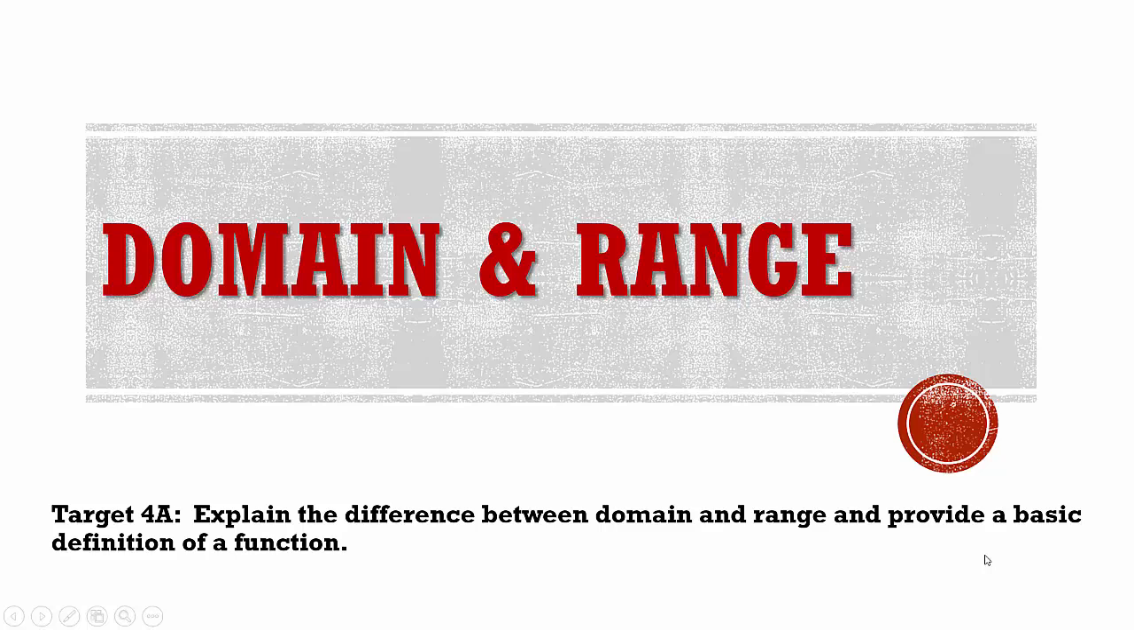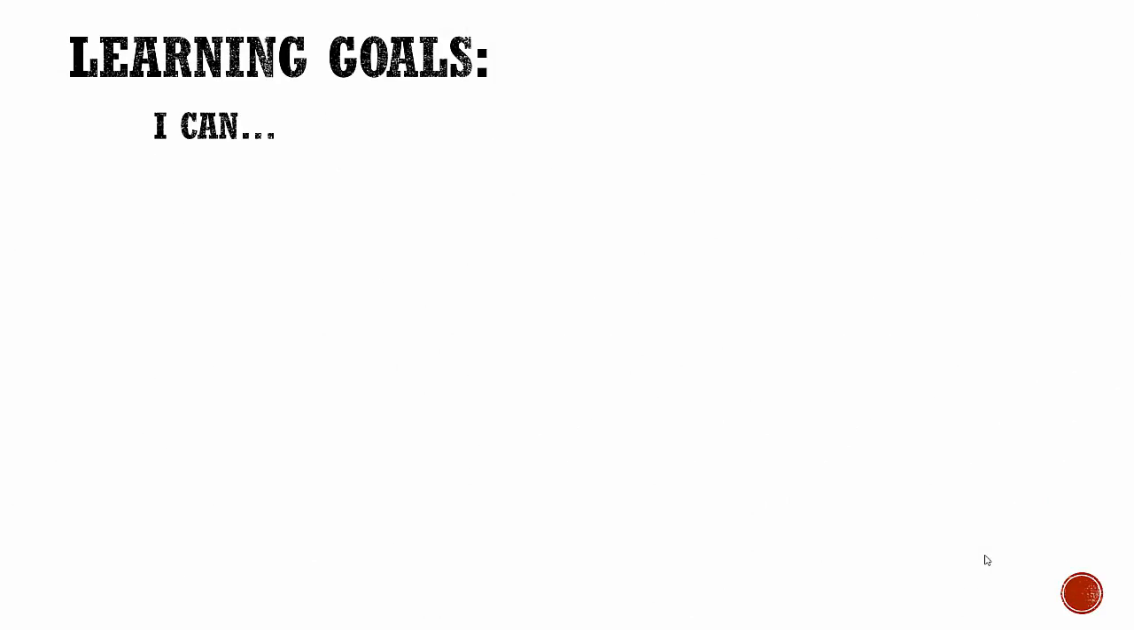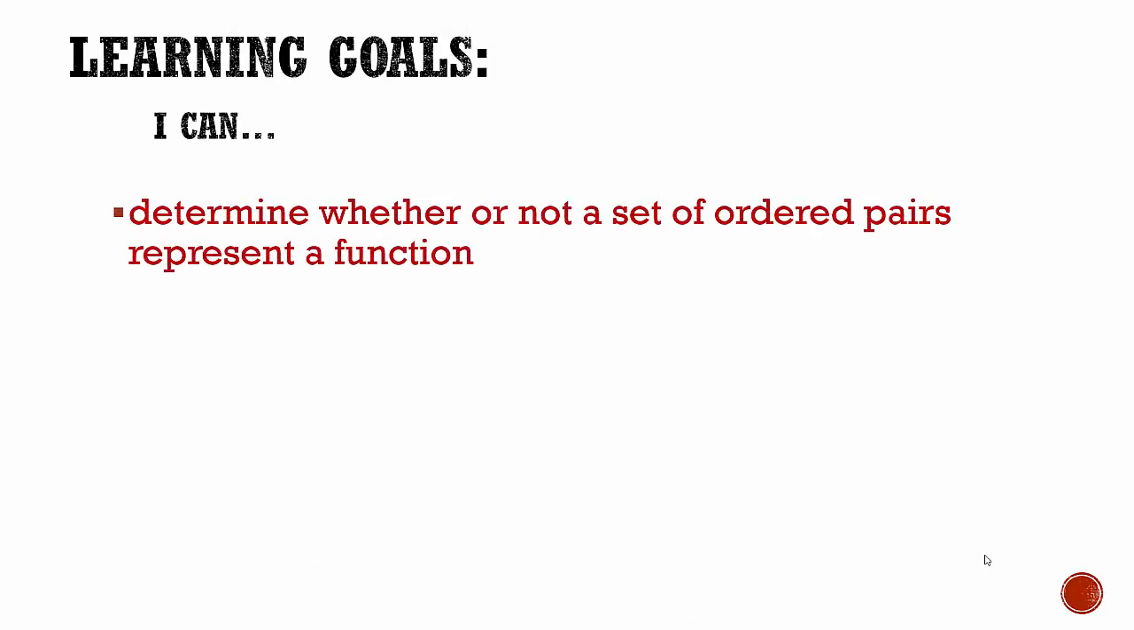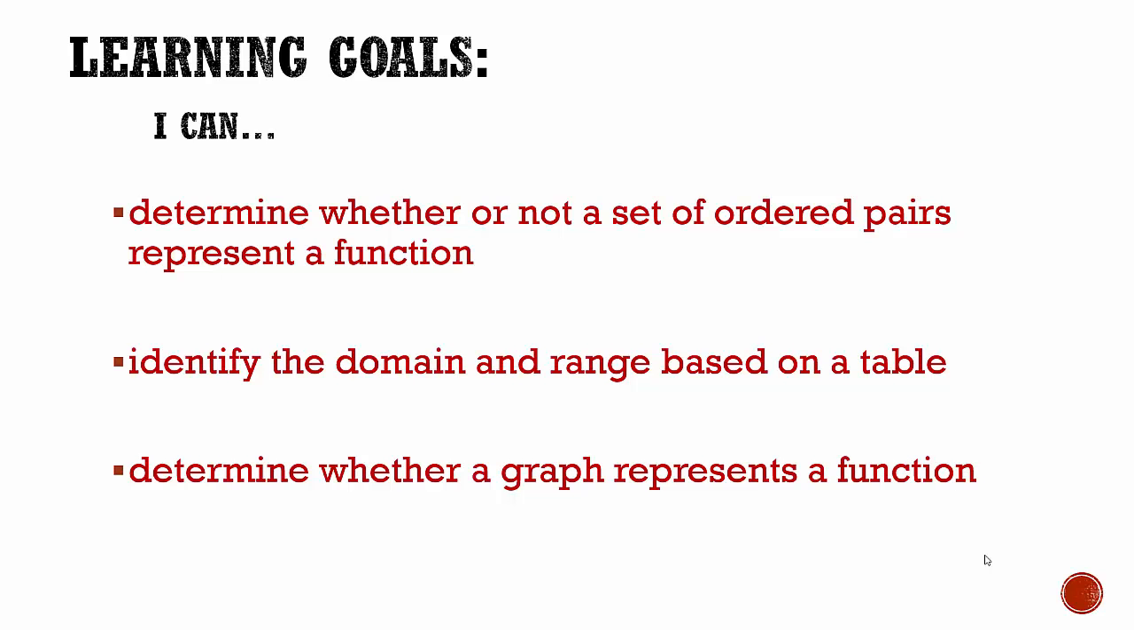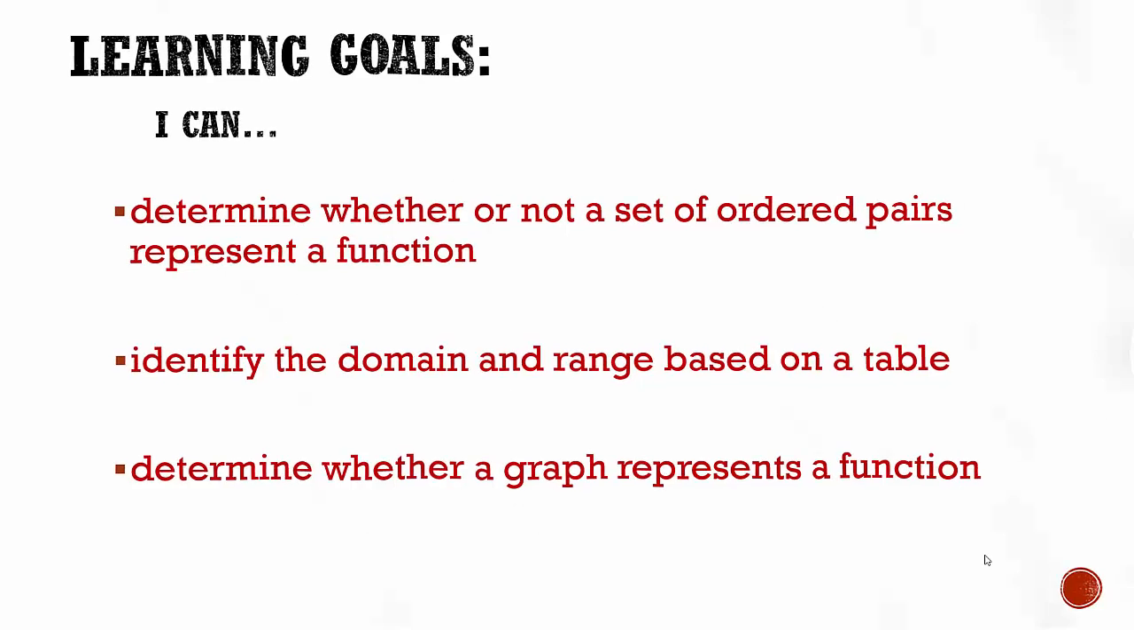All right, so we're doing domain and range. We're going to be going through and explaining the difference between domain and range and covering a little bit of functions. Let's start off with our learning goals. I can determine whether or not a set of ordered pairs represent a function, identify the domain and range based on a table, and determine whether a graph represents a function.